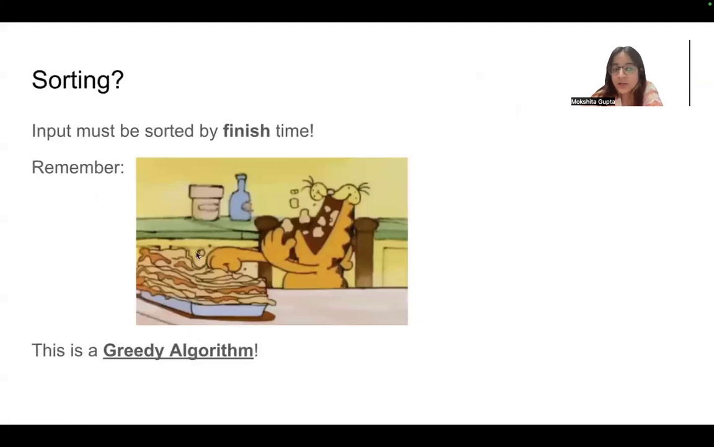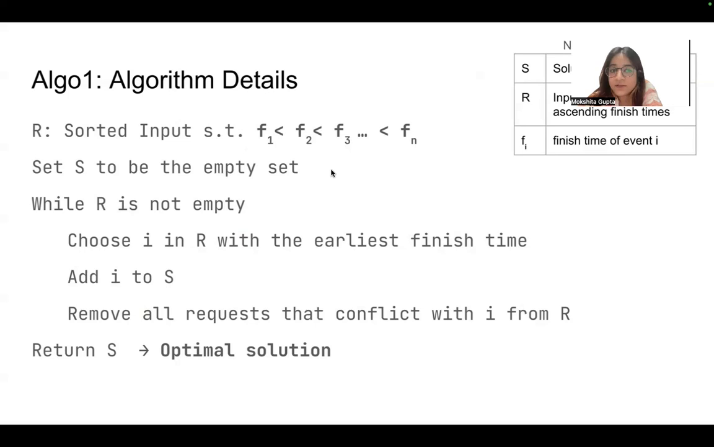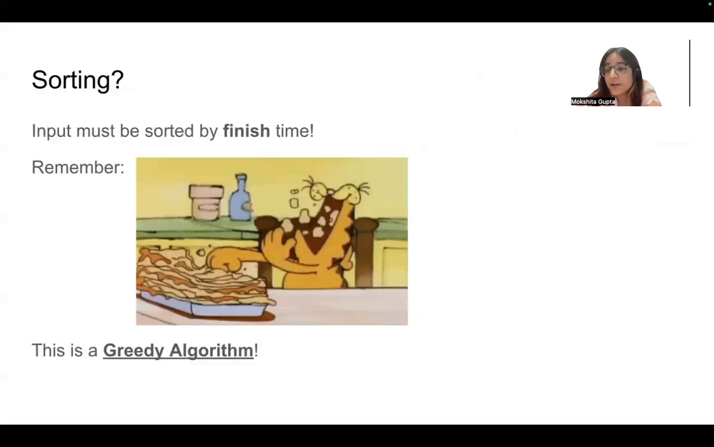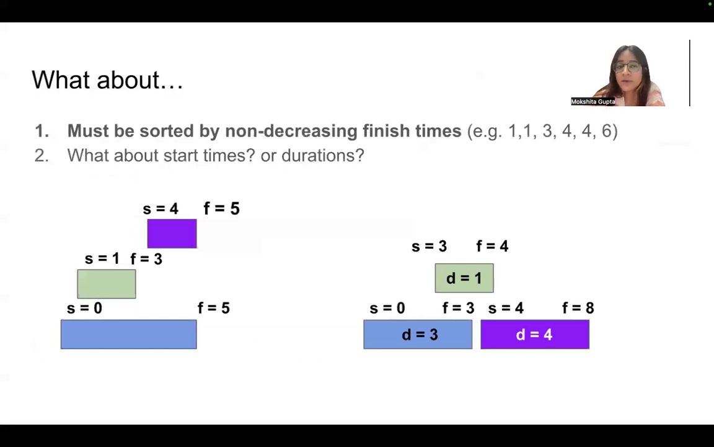Now, as I was talking about sorting, I said that all these inputs must be sorted by earliest finish times. This is because our objective is to schedule as many events as possible. And you can see over here that at each iteration, we don't really check what we did at previous iterations. We just make localized decisions and hope that we end up at a global maximum. This is why we would characterize this algorithm as a greedy algorithm. And I said that the input must be sorted by non-decreasing finish times, which means earliest finish times first.